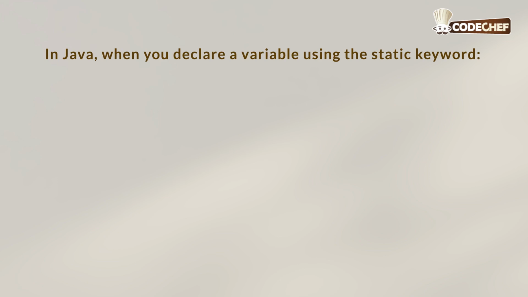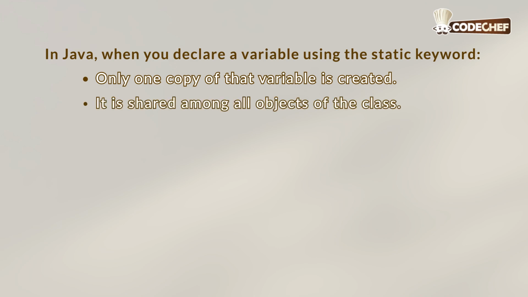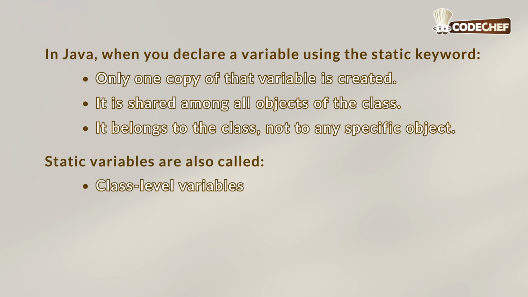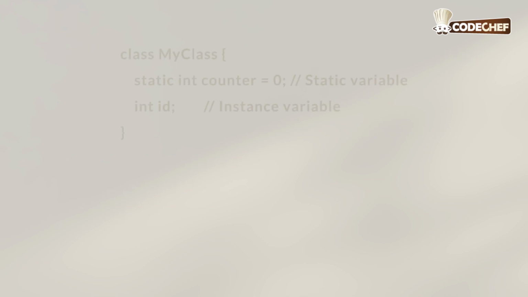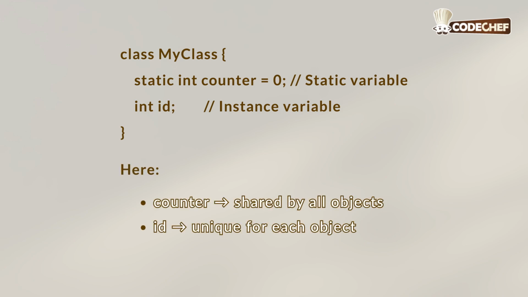So in Java, when you declare a variable using the static keyword, only one copy of that variable is created. It is shared among all objects of the class. It belongs to the class, not to any specific object. Static variables are also called class-level variables or shared variables. This is how the syntax looks. Here, counter is shared by all objects and ID is unique for each object.